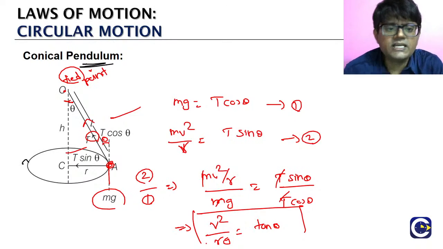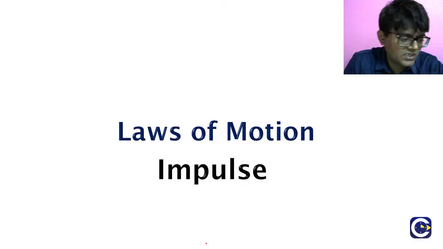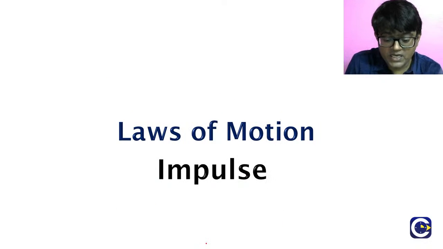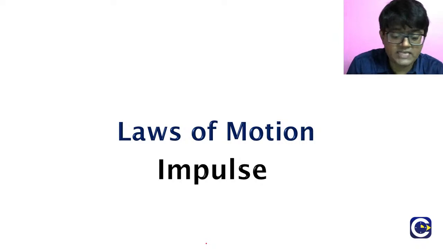So these are some of the examples of circular motion and how the centripetal acceleration is provided by various types of forces.